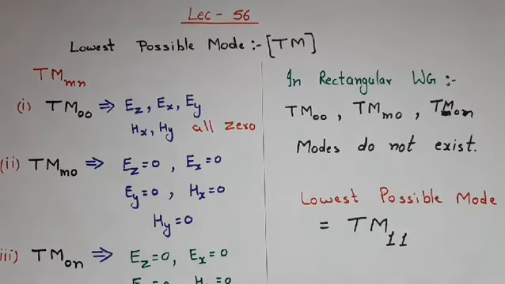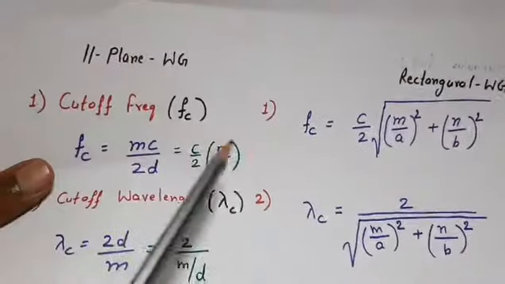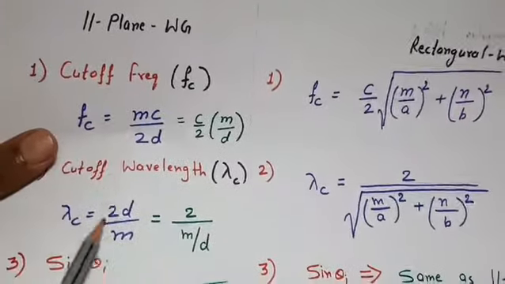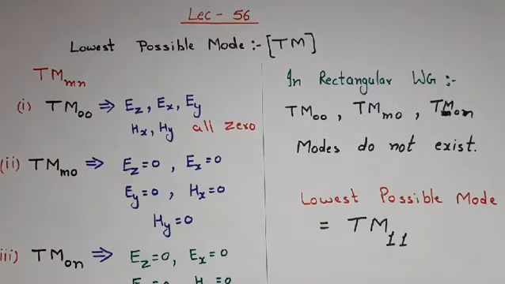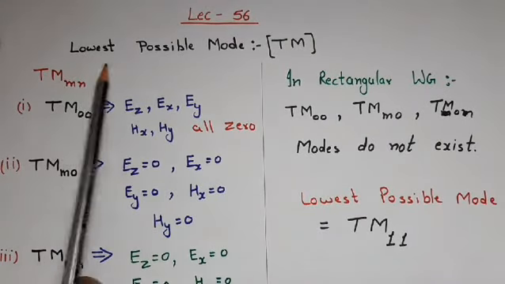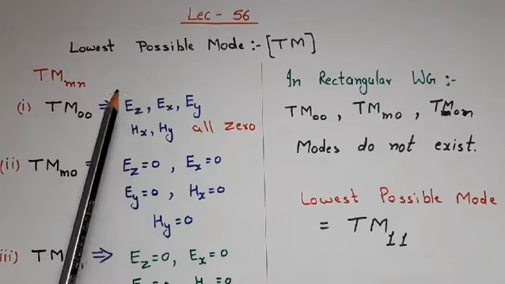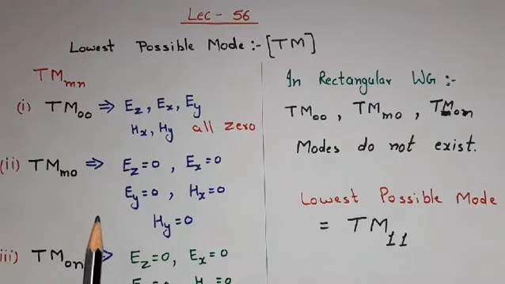In the previous lecture, we have learned about all parameters which are used in rectangular waveguide. In this lecture, we discuss what is the lowest possible mode for TE and TM respectively. To know that, we have to come to field expressions again.